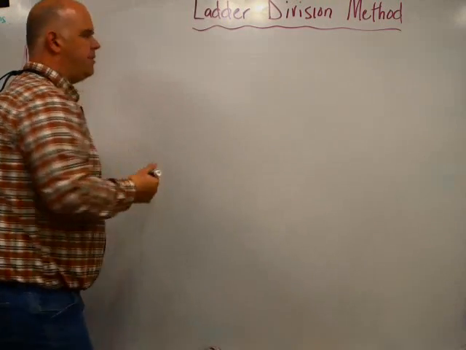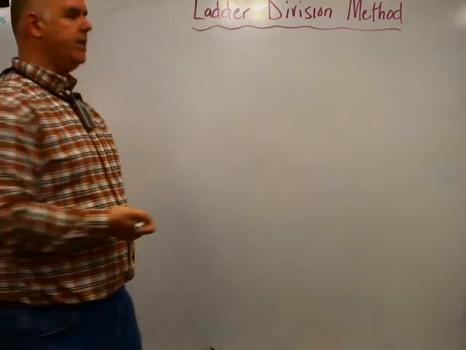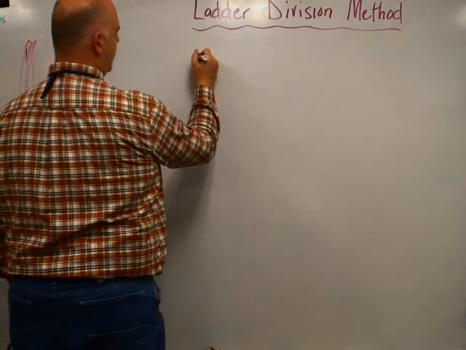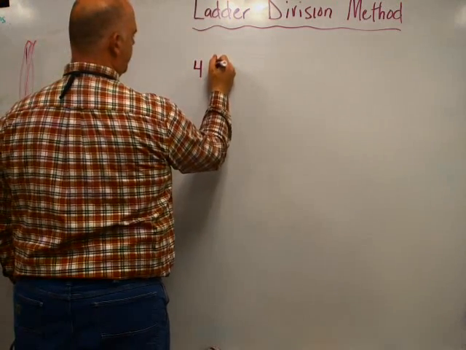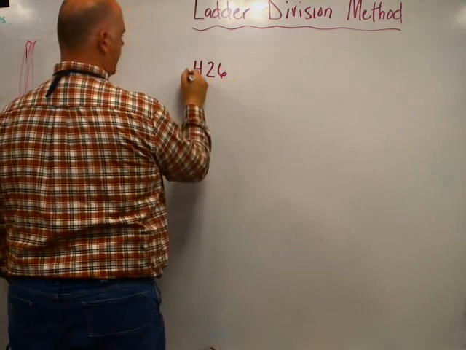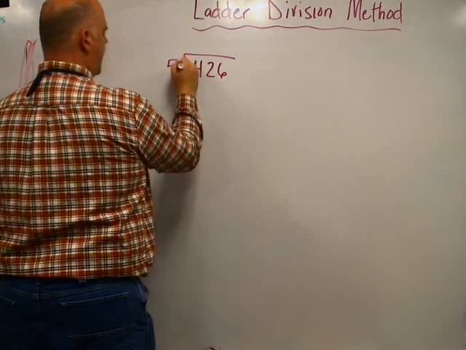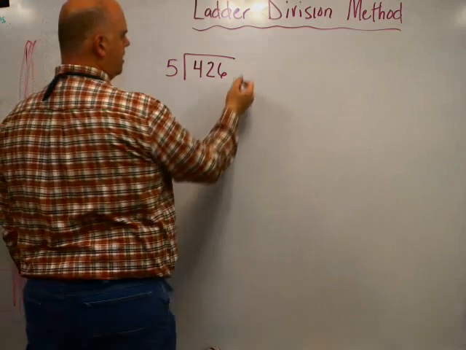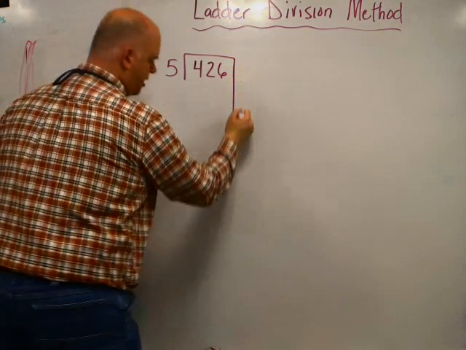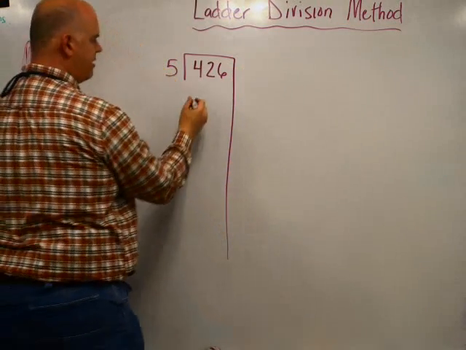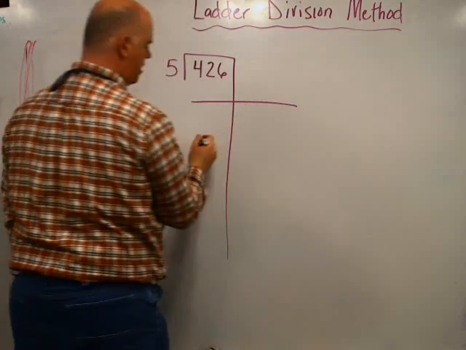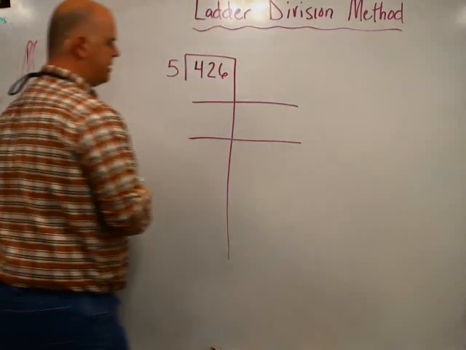So I'm going to do a 3-digit divided by 1-digit problem. So if I have, let's say, 426, and I share that with 5 groups. Okay? The reason it's called the ladder method is because we draw this down here and it kind of looks like a ladder going across. And we make a couple lines like this.